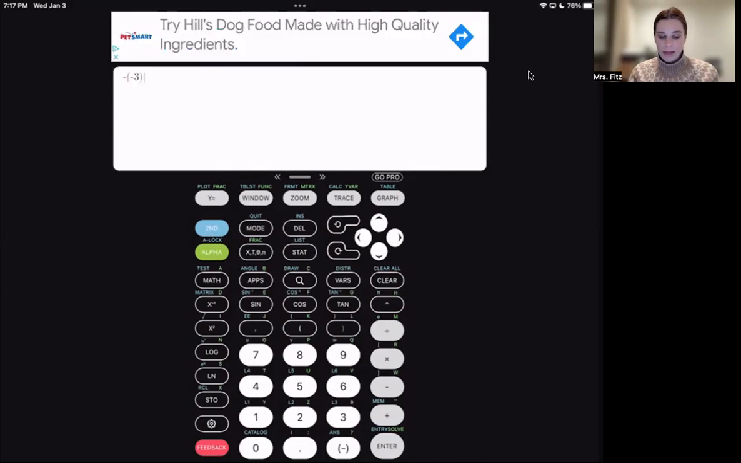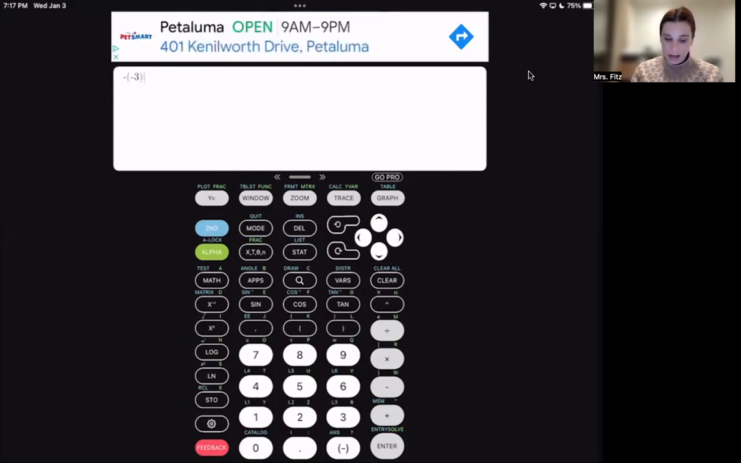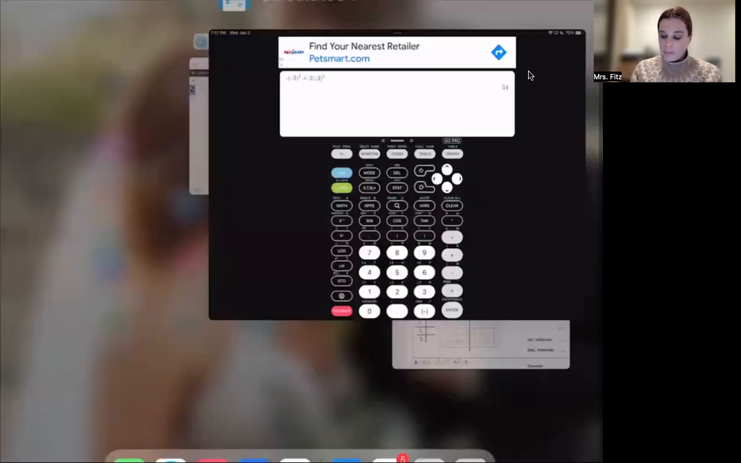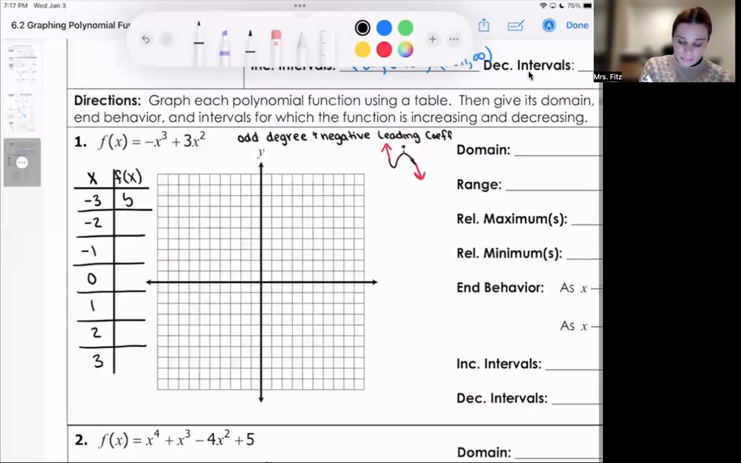So -3 in parentheses cubed, so use the little caret cubed. And then we do plus 3 parentheses times -3, and this is being squared. And then you hit enter. Okay, so we get 54, and we're going to add that to our table.